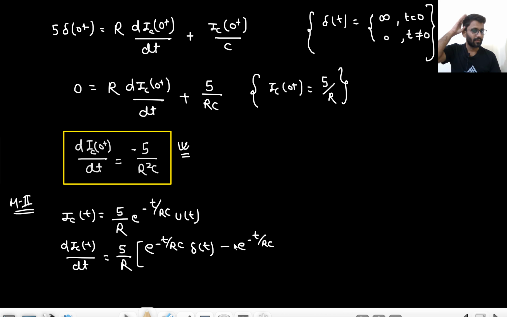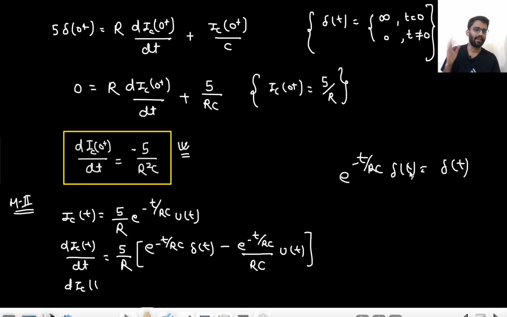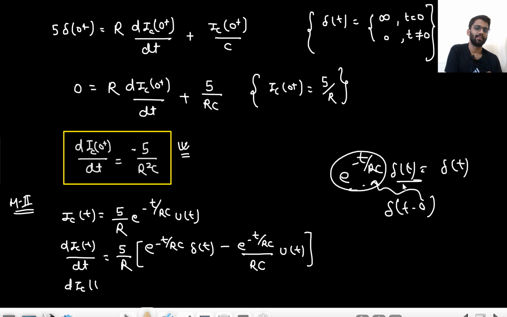Minus t by RC into 1 by RC, then RC will come. Yes, differentiation we are doing. So e to the power minus t by RC goes into the second as it is. Now you will put t equals to 0 plus, right? Here e to the power minus t by RC times delta t can be replaced with delta t only. I have explained this concept a lot of times, right? Delta t times 1, because putting 0 here, this becomes 1 only.